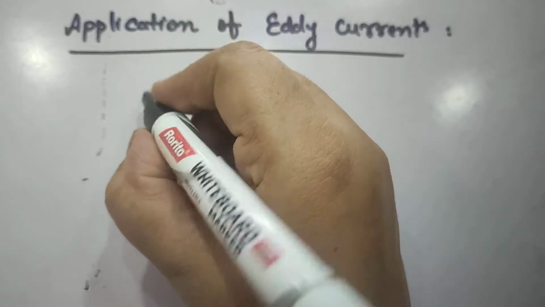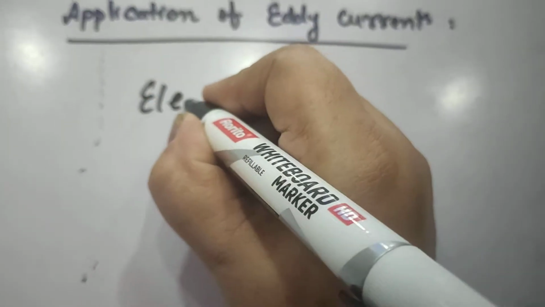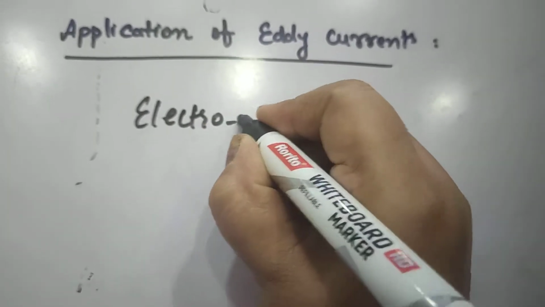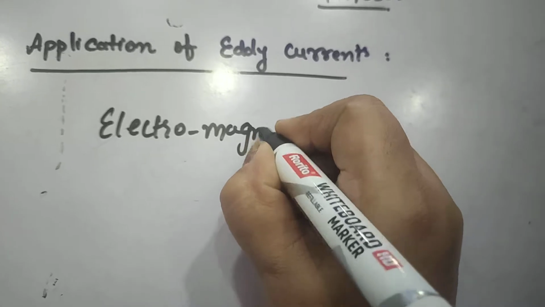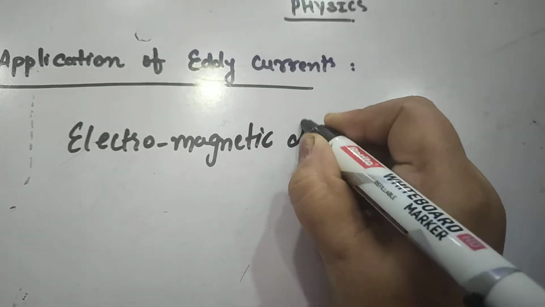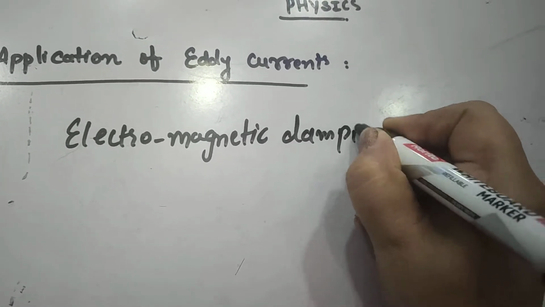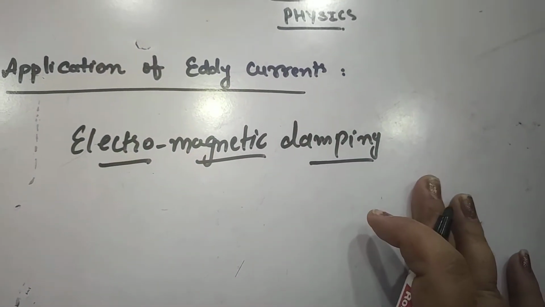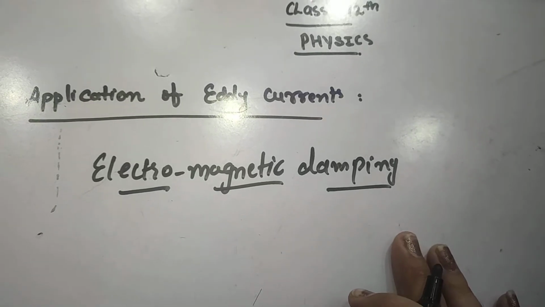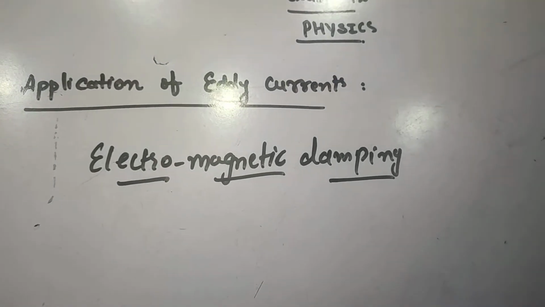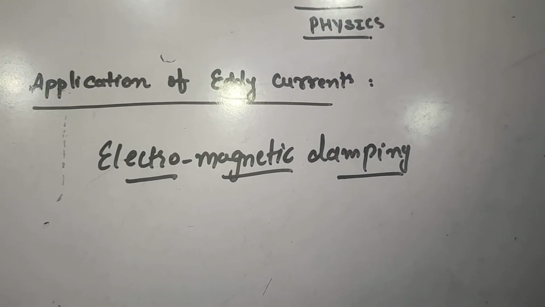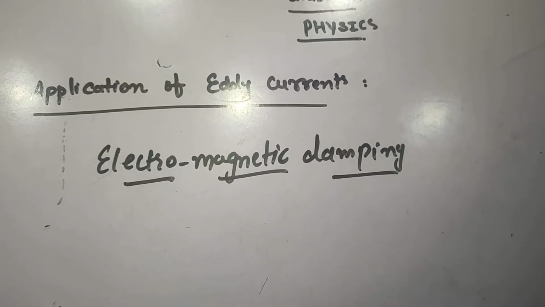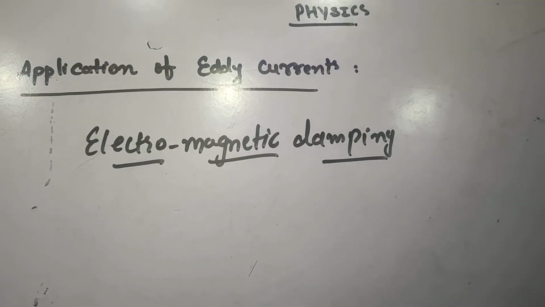The most important one is electromagnetic damping. This is a very important application, and we have already studied it in the moving coil galvanometer, if you can remember that. So let us go to the topic of the galvanometer.